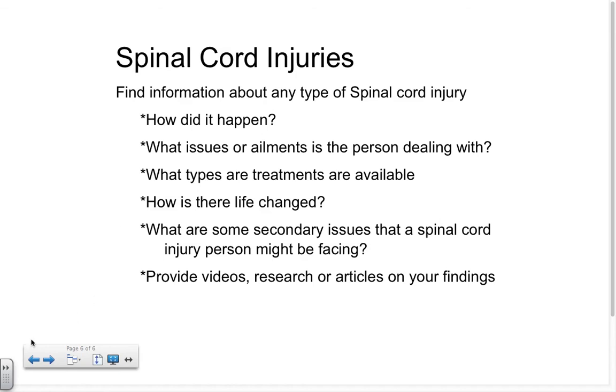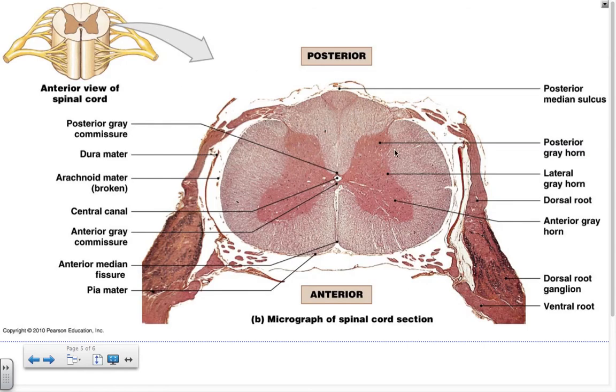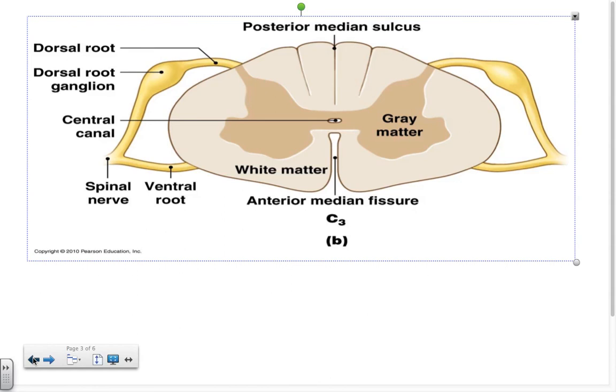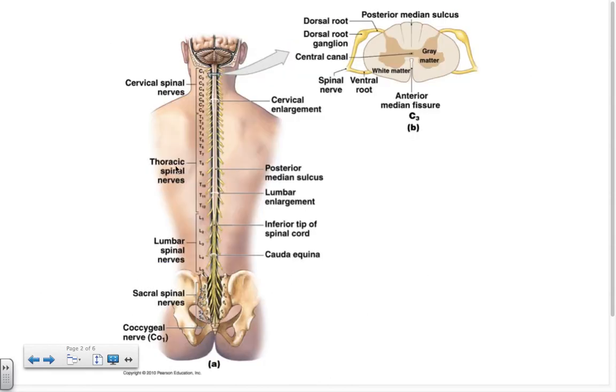So just to recap, once again, we're looking at the anatomy of the spinal cord. We're looking at the different regions of the spinal cord, in particular how the spinal cord, not necessarily the brain, but going back here, looking at how the spinal cord comes out of the cranium and goes down into the cervical, thoracic, lumbar, and sacral regions. What we really want to research is what happens when these areas are damaged.